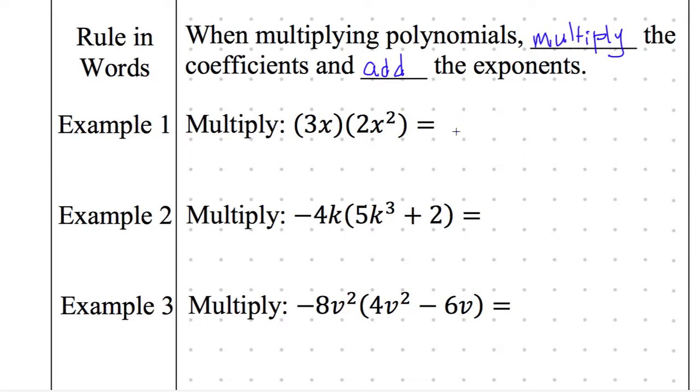Jose. So 6x to the power of 3. How'd you get 3? What were you adding to get 3? The 3x has a 1, right? The invisible 1 plus the 2. Yes. All right, there it is. 6x to the power of 3 is our final answer. Thank you, Jose.